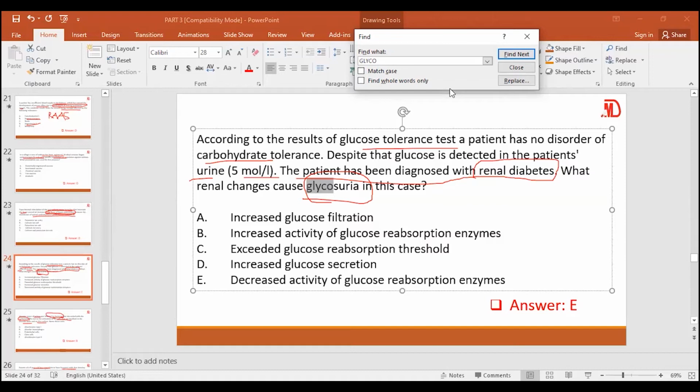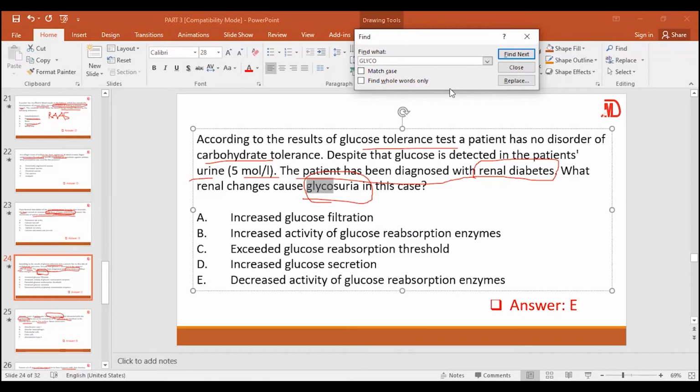Now, the question is that according to the result of the glucose tolerance test, a patient has no disorder of carbohydrate tolerance. Despite that, glucose is still detected in the patient's urine. So we diagnose the person with renal diabetes.